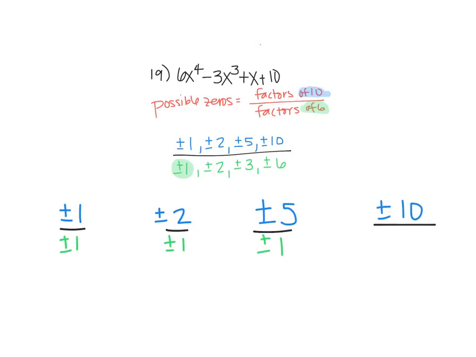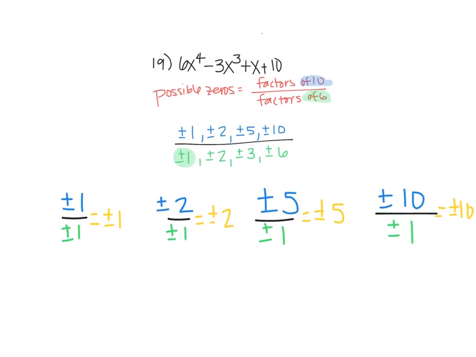And after I write this, I actually need to go ahead and reduce these out. So 1 divided by 1 is 1. 2 divided by 1 is 2. 5 divided by 1 is 5. And 10 divided by 1 is 10.